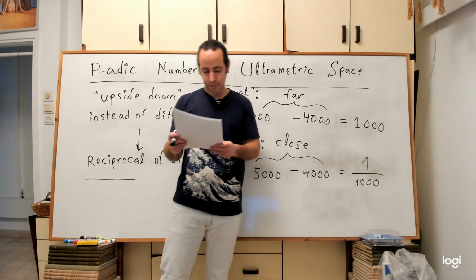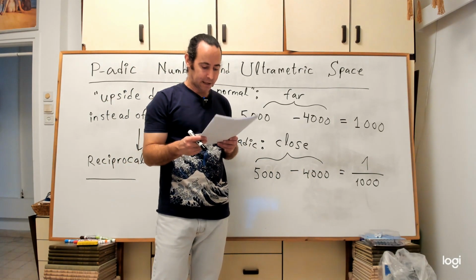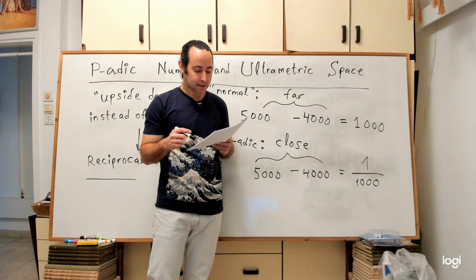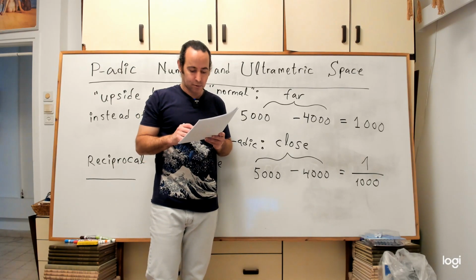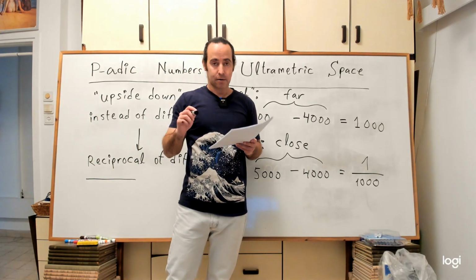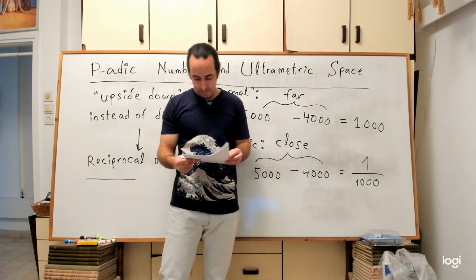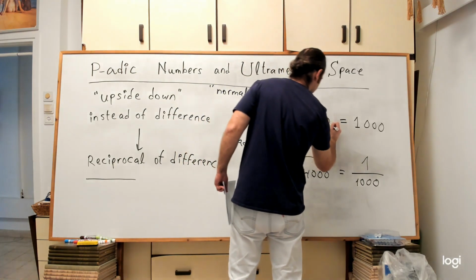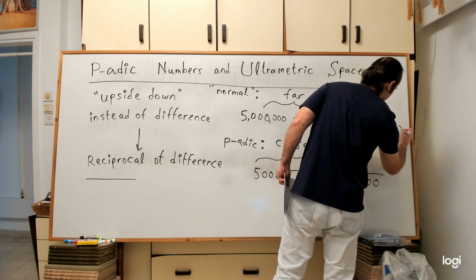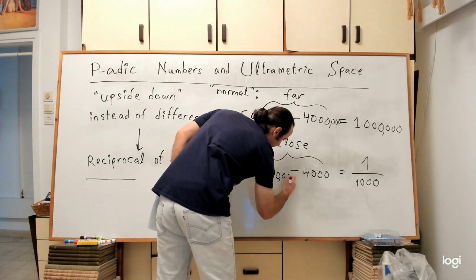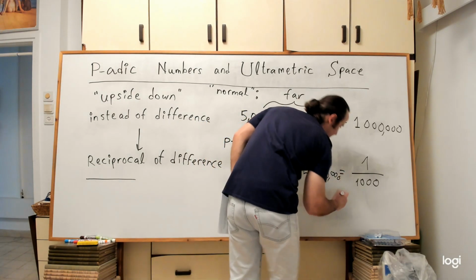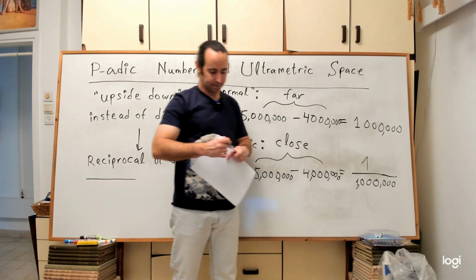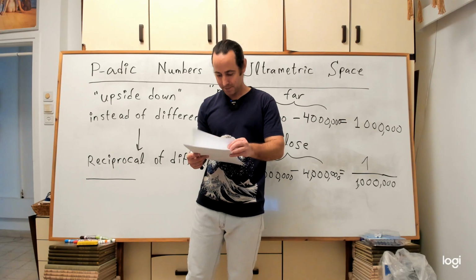We make a reciprocal. Okay, and example 3, with normal numbers, 5 million is very far from 4 million because of the difference, which is 1 million. With p-adic numbers, 5 million is very close to 4 million because the difference is 1 over 1 million, a millionth. So 5 million and 4 million, the distance is normally a million, but in p-adic numbers, the distance is 1 over 1 million, which is 1 millionth. It's hard for me to pronounce the TH.